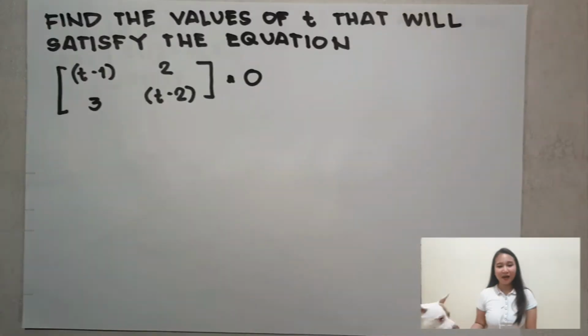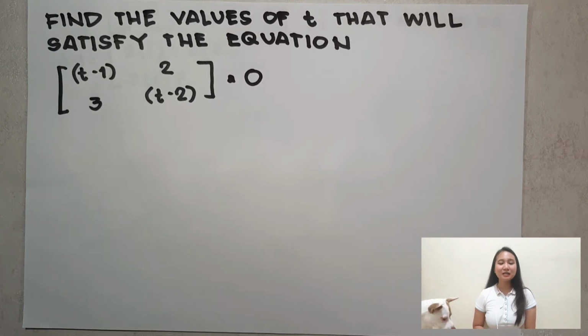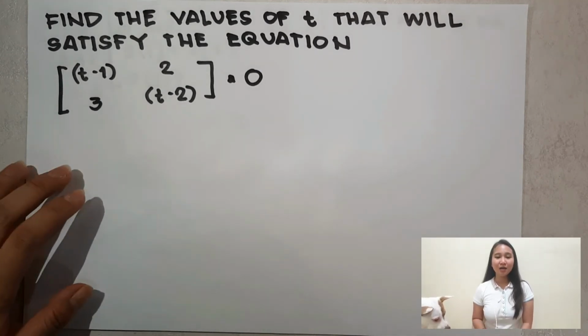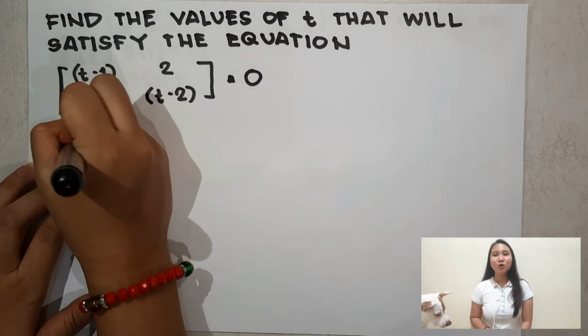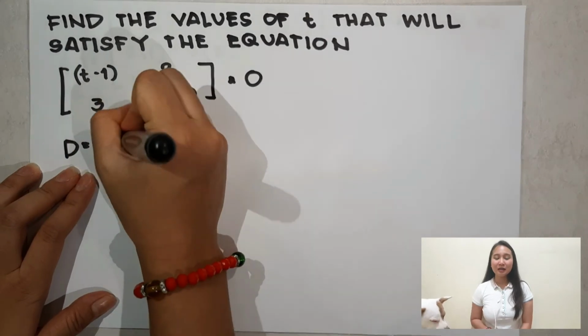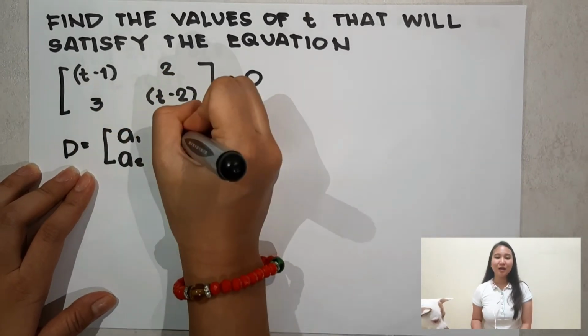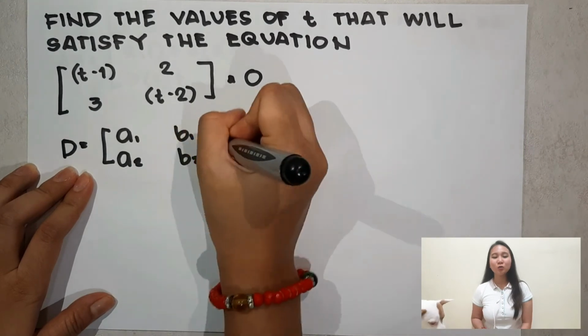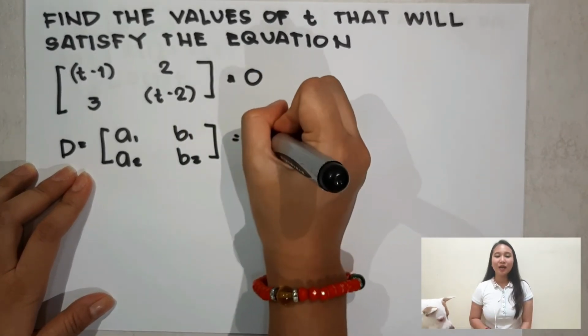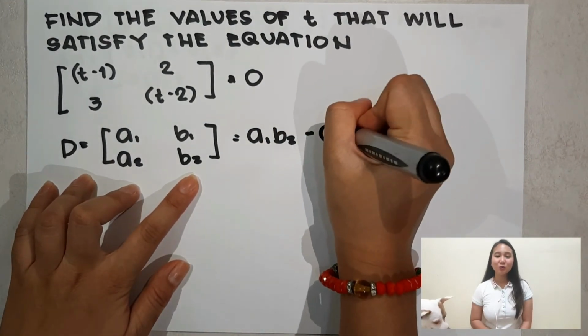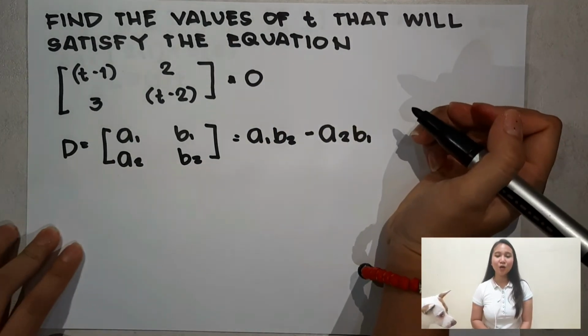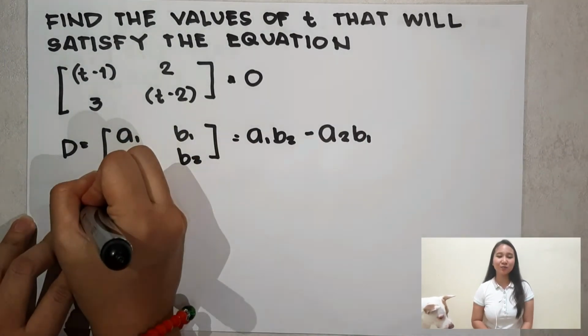Now let's try this. Find the values of t that will satisfy the equation t minus 1, 2, 3, t minus 2 is equals to 0. Today, we will use D as an order of 2. A1, A2, B1, and B2. A1 times B2 minus A2 times B1. We will apply this to our equation.